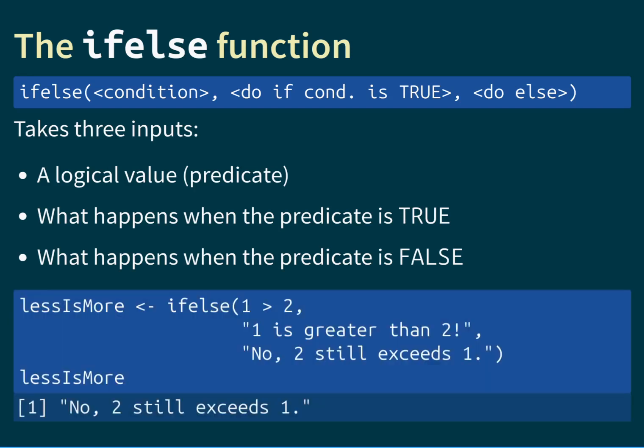Let's show a very simple little dummy example of how that would work. Let's define a variable called less is more, and it is defined as follows. We use the ifelse function, and the condition is 1 greater than 2. So we're asking, dear computer, is it true that 1 is greater than 2?